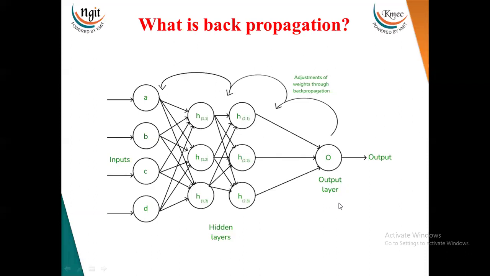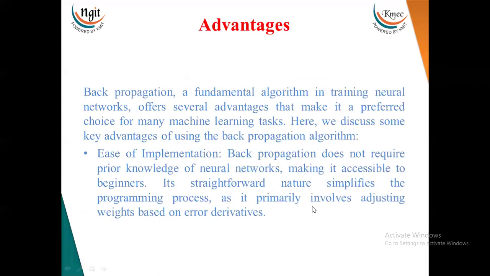And in order to minimize the error, I'm going in the backward direction to reduce the error, and we will get the exact output. So what are the advantages? First one is ease of implementation. If you don't require more knowledge about neural networks, it can be easily implemented. It will be easy for new learners who know only the basics.